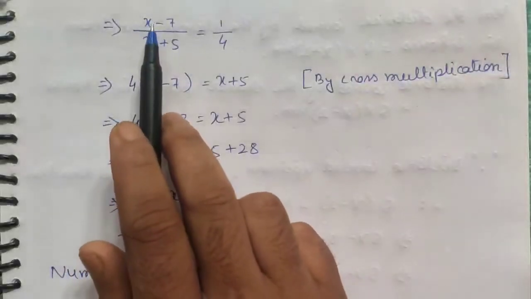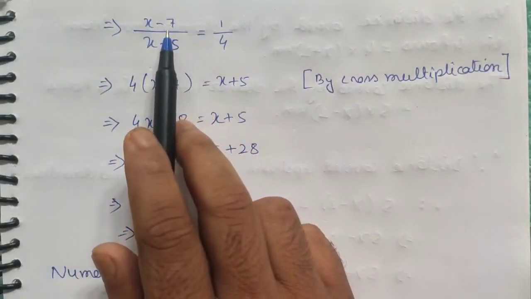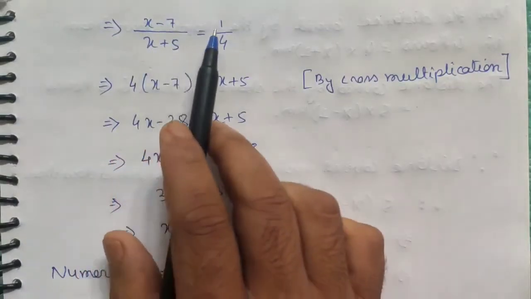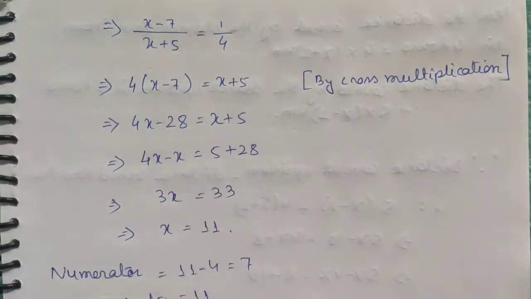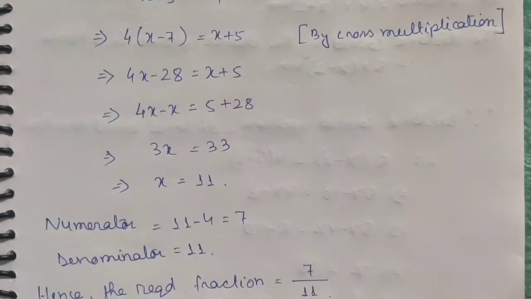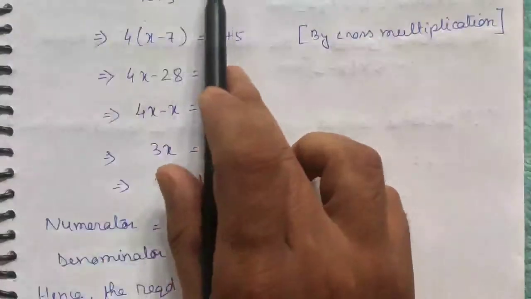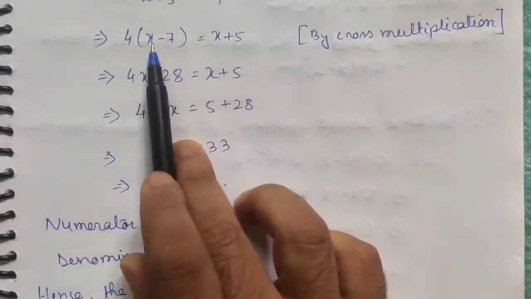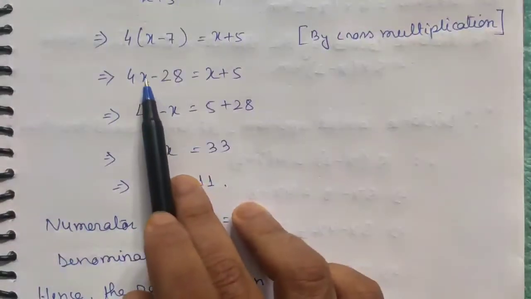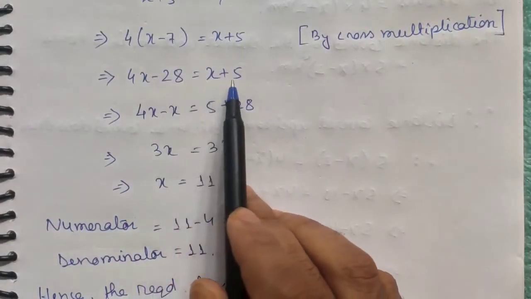So minus 4 minus 3 was what? Minus 7. So (x minus 7) divided by (x plus 5) equals 1 by 4. So then we will cross multiply x minus 7 with 4 and x plus 5 with 1. Then 4 into x, 4x, minus 4 into 7, 28, equals x plus 5.